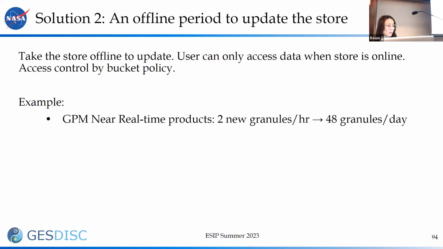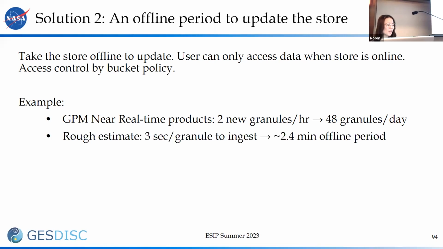So let's say, for example, we have this GPM near real-time product, and we get 2 new granules per hour. So at the end of the day, we would get 48 granules to append to our existing data or Zarstore. And using a very rough estimate that we have done before, it takes about 3 seconds per granule to ingest or process. So about 2.4 minutes of an offline period each day. So not so bad, but this would look very different for different types of data.